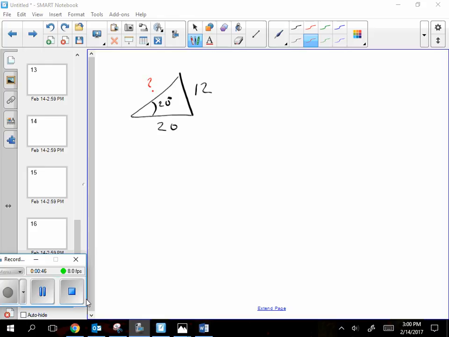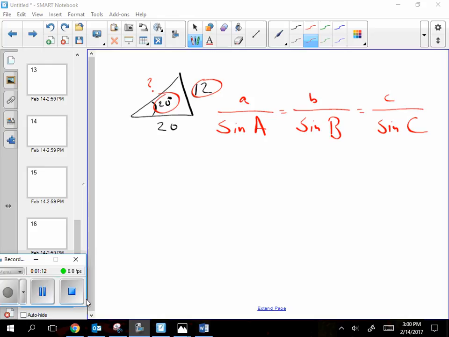So law of sines is little a over sine of big A, and little b over sine of big B, and little c over sine of big C. In this case, it's almost better if you think of problems as not having any letters on them in the first place, and you can assign the letters where you want. So if I'm going to say that this side and this angle are across from each other, I can make them A, and I can put them in right here. And so A, the side, is 12. Sine A, the big A, is this angle here, and that's 20.